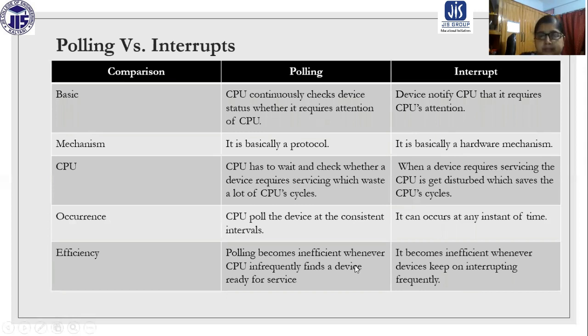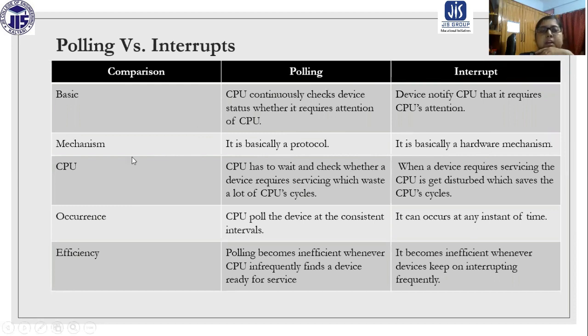So this is a comparison between polling and interrupt. The basic thing is what? For polling, the CPU continuously checks the device status to see whether it requires attention. But in the case of interrupt, the device notifies the CPU if it requires attention. So polling is initiated by the CPU and interrupt is initiated by the device. From the mechanism point of view, polling is basically a protocol, but interrupt is a hardware mechanism.